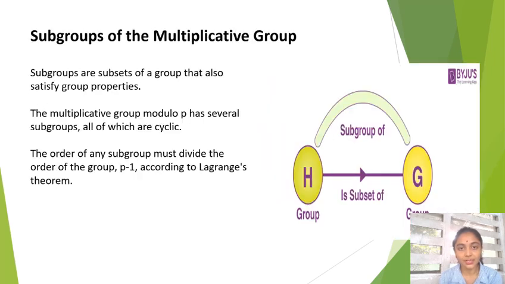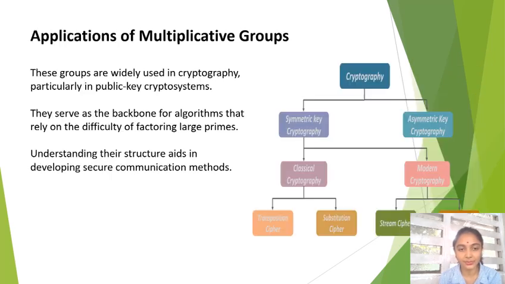Subgroups of the multiplicative group. Subgroups are subsets of a group that also satisfy group properties. The multiplicative group modulo p has several subgroups, all of which are cyclic. The order of any subgroup must divide the order of the group, p minus 1, according to Lagrange's theorem.